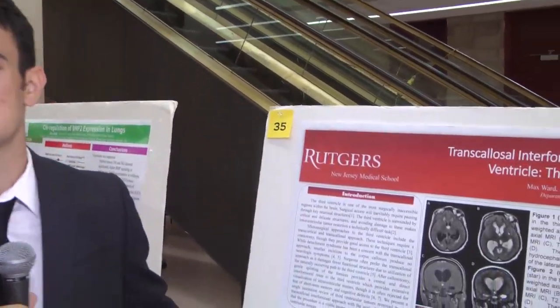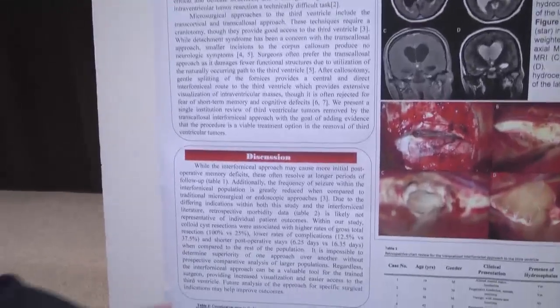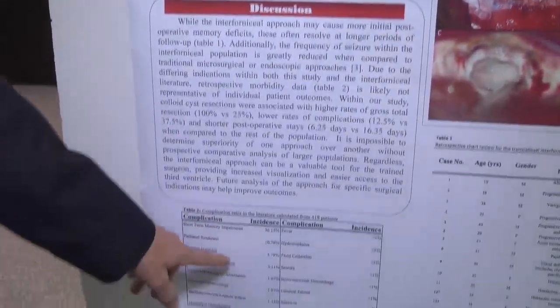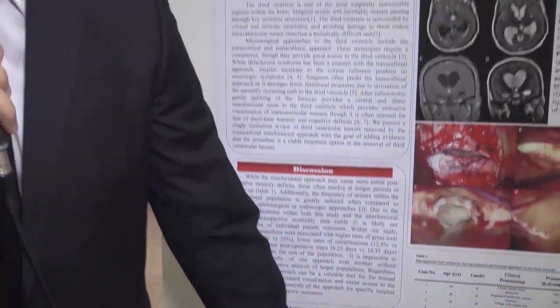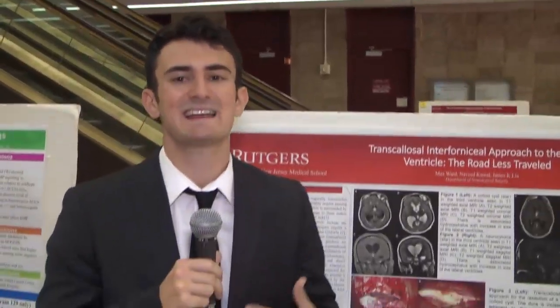We actually calculated incidence complication rates throughout the entire patient population in the recorded literature. So 418 total patients, and selected complications were about a 36% incidence of short-term memory impairment, a 5% incidence of diabetes insipidus, and about a 1.5% incidence of thalamic stroke. Within our patients, we didn't have any thalamic stroke. However, we did have 1 incidence of diabetes insipidus, 3 cases of short-term memory deficit which resolved, and then some long-term endocrine and electrolyte disturbances.